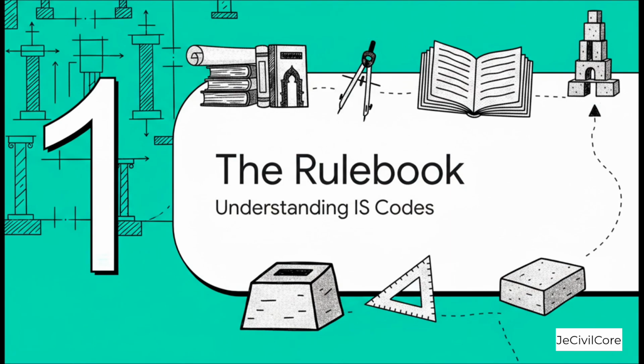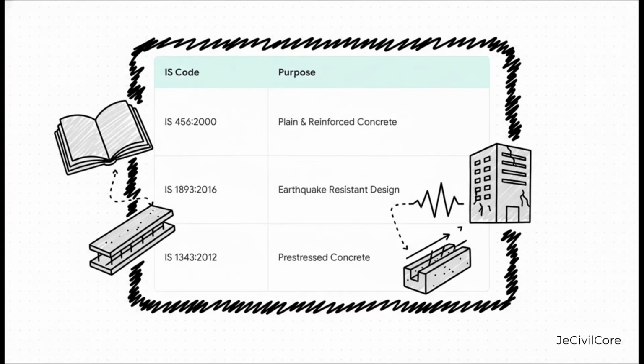And in civil engineering, that means knowing your Indian standard codes. Think of these as the official playbook for pretty much everything we build. Okay, think of this as your cheat sheet for the codes. Now, IS 456, that's your Bible for plain and reinforced concrete. You're going to see it everywhere.